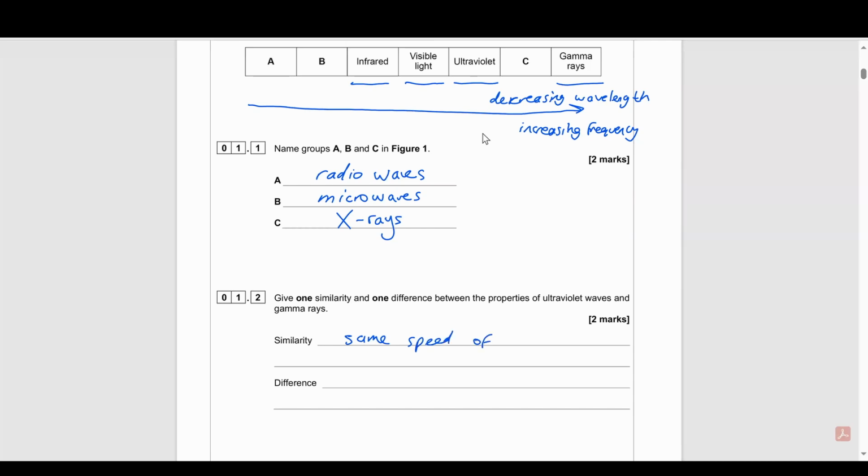But we're looking for a difference now. And differences, as we were mentioning before, will be the wavelength and frequency. So which one is going to have the highest frequency? It's going to be gamma rays. So gamma has higher frequency. And we could also say that gamma has a shorter wavelength.